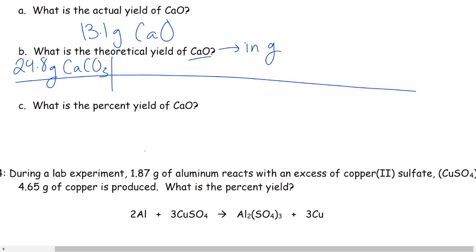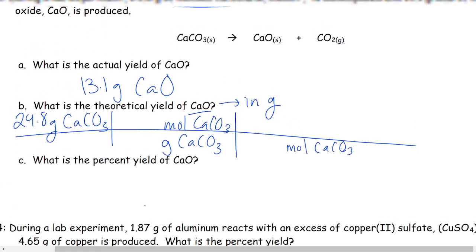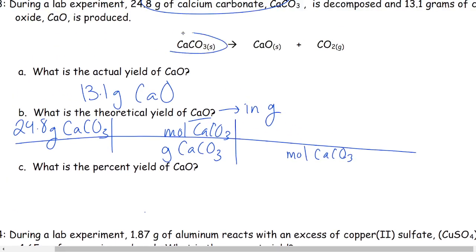So I'm going to bring grams of CaCO3 down to the bottom and put moles of CaCO3 at the top. I'll bring moles of CaCO3 to the bottom, and from moles of CaCO3 I can go to moles of anything else in my equation. So in this case, since I'm interested in information on calcium oxide, I'm going to go to moles of calcium oxide.